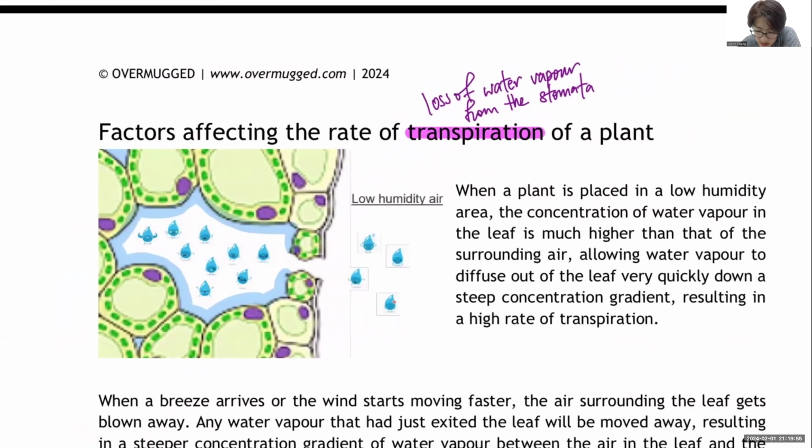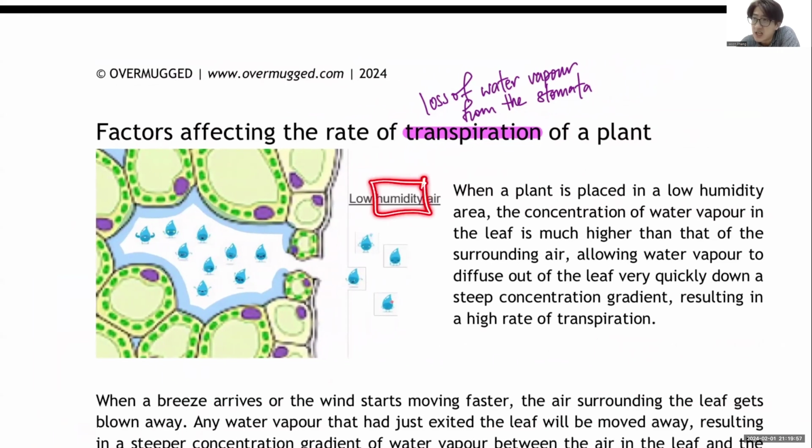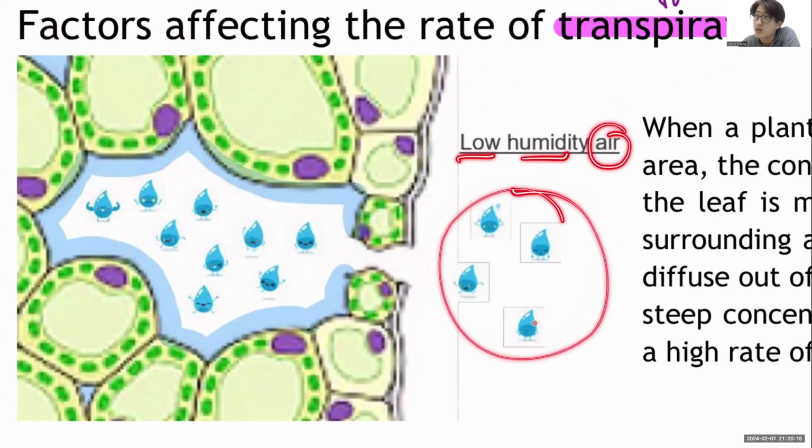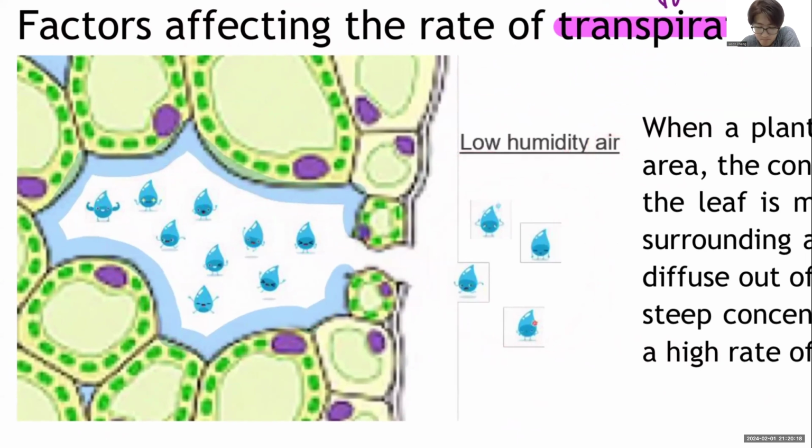The first one we are looking at is humidity, which is the amount of water vapor surrounding the plant. So if you look at this diagram here, this is my stoma. Here, there is a lot more water vapor than here. So therefore, this air has low humidity, very little water vapor. Inside the leaf or outside is more crowded? Inside, right? So very simple. Just like humans, they don't like to be crowded.